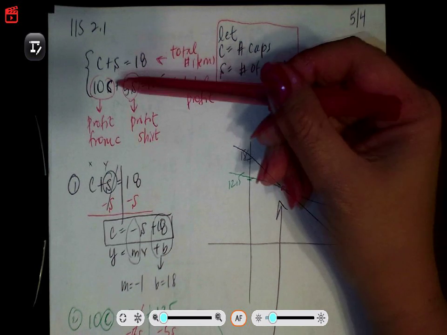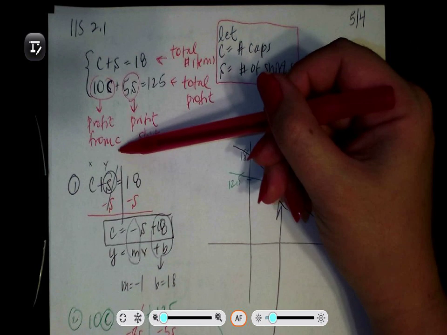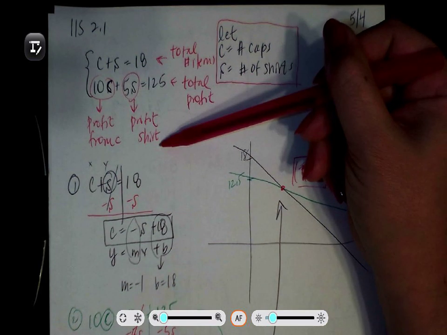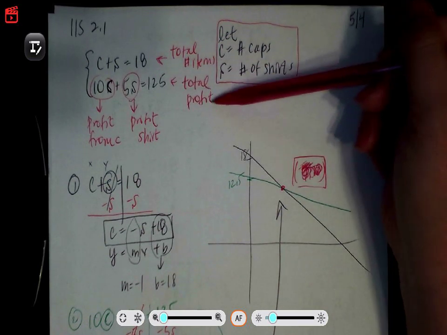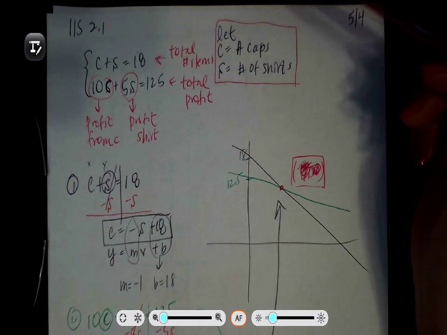10C, rather, would represent how much you make from caps. 5S would tell you how much you make from shirts. So adding those together will tell you your total profit. So we have two different equations from that scenario.